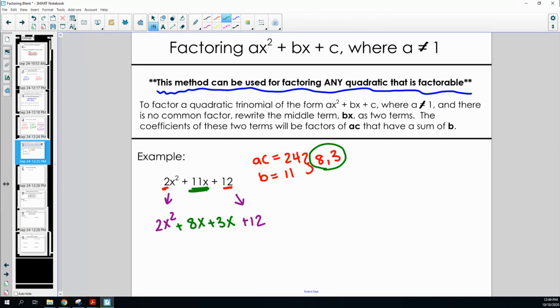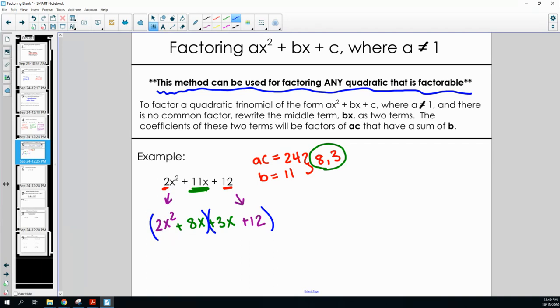So now that I have 4 terms, I'm going to use grouping. So I'm going to group the first 2 together, and I'm going to group the second 2 together. Okay, and notice when I grouped the second 2, I kept the sign with the number. So I kept it with the 3x.